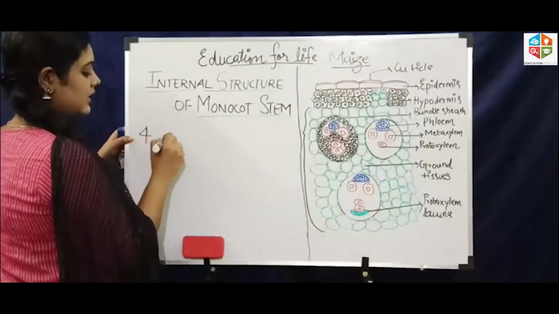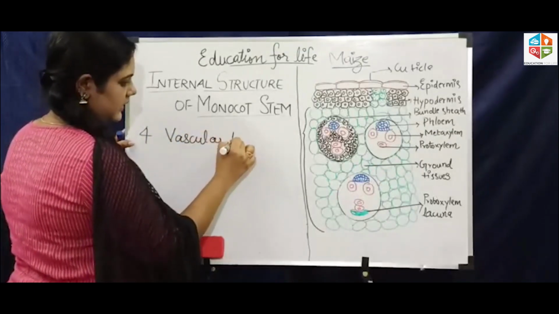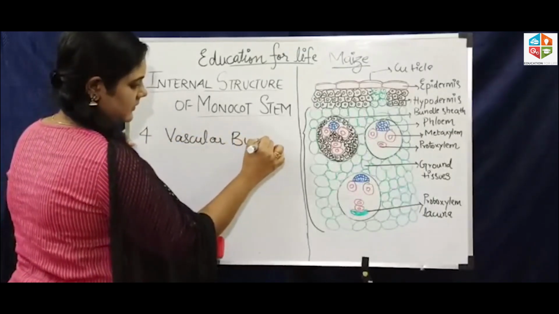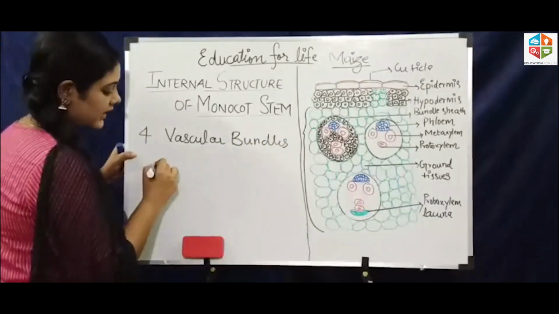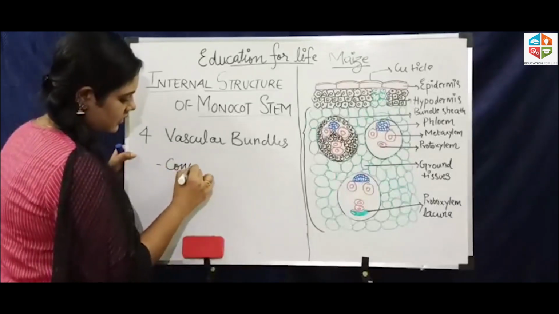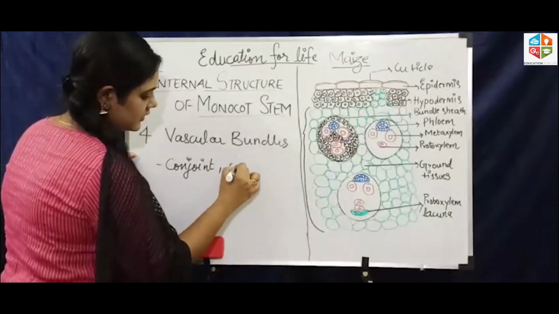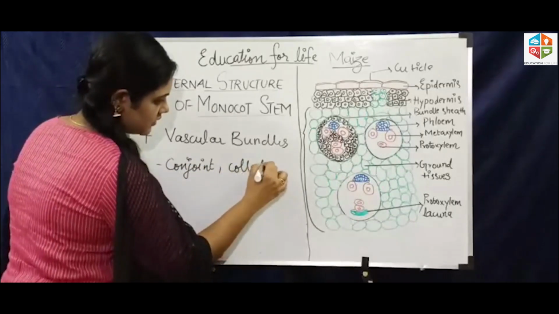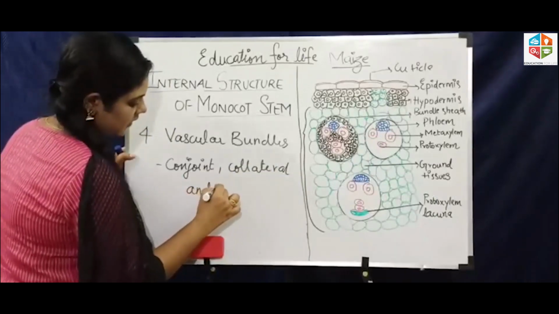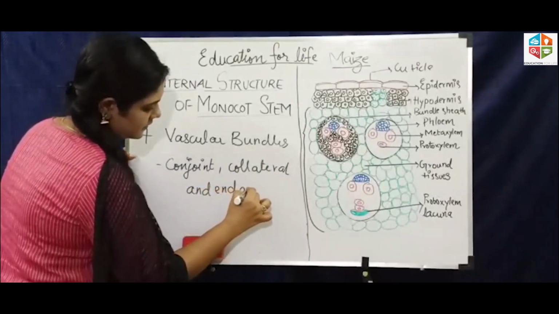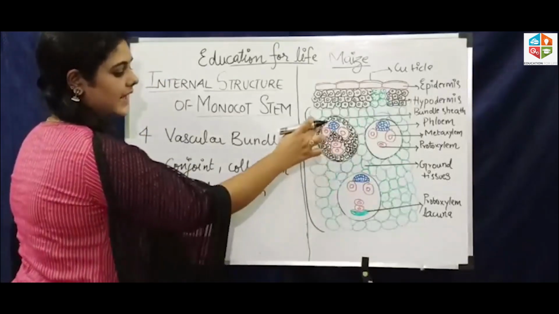Next one is the vascular bundle. Monocot vascular bundles are conjoint, collateral and endarch. Conjoint means the xylem and phloem are all on the same radius.